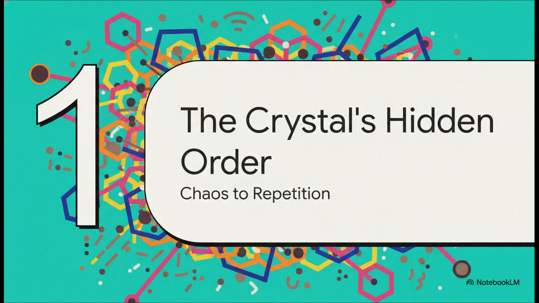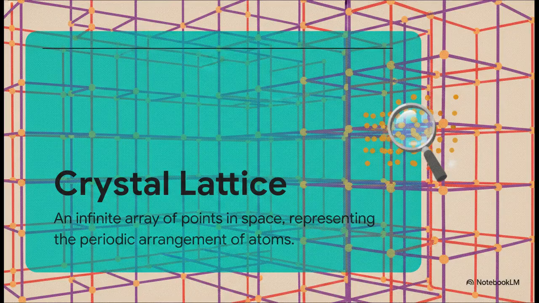Okay, first up, the crystal's hidden order. You know, when you think about atoms, you might picture them as a chaotic jumble, but in crystals, it's the total opposite. It's the ultimate example of natural precision and perfect repetition. The core idea here, the very foundation, is something called the crystal lattice.